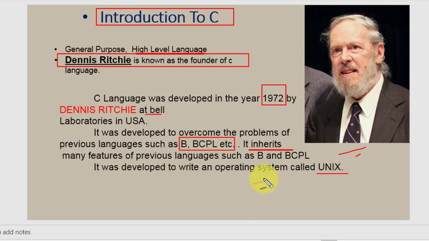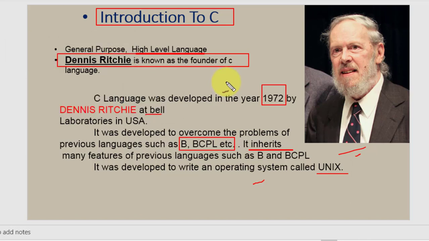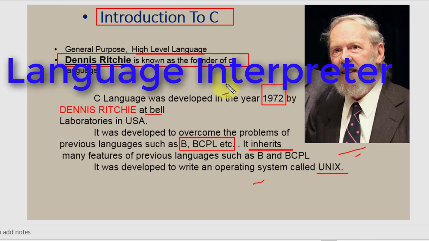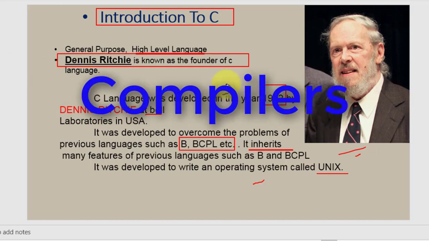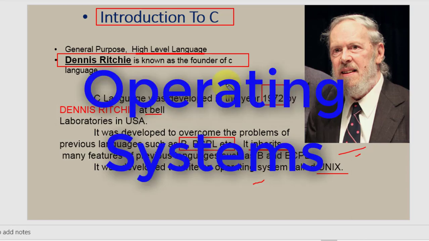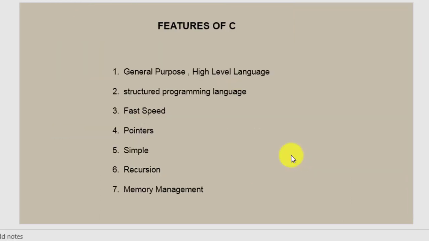It is also a popular system programming language. MySQL and Linux OS are built on C language, and it produces code that runs as fast as code written in assembly language. It is used in databases, language interpreters, network drivers, text editors, assemblers, compilers, operating systems. So it's a good thing to learn about C language before advancing to any other languages.